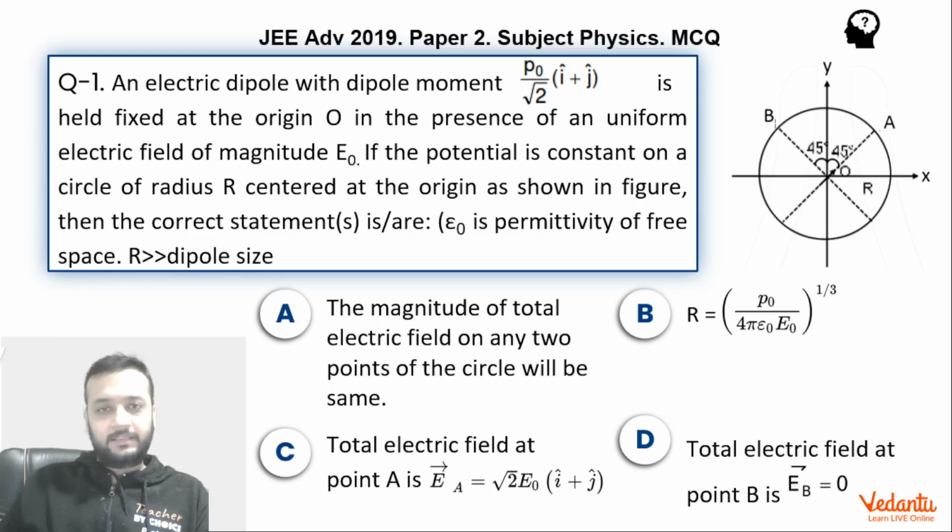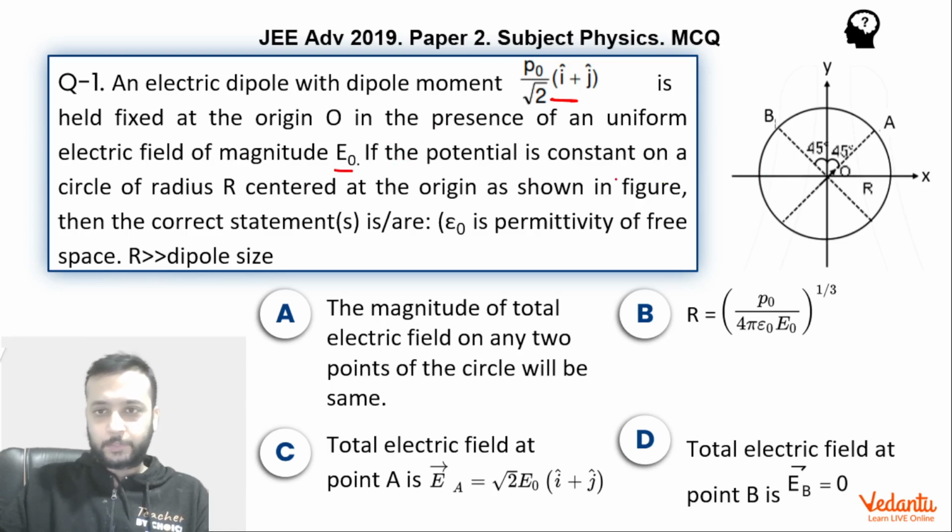So first I'll be telling the solution according to which we are going to get the answer that eventually was given by IIT, and then we will discuss the ambiguity that I'm talking about. So in this question, there's a dipole of dipole moment kept at the origin, making an angle of 45 degrees with the x or y axis. There's a uniform electric field of magnitude E naught existing in this region.